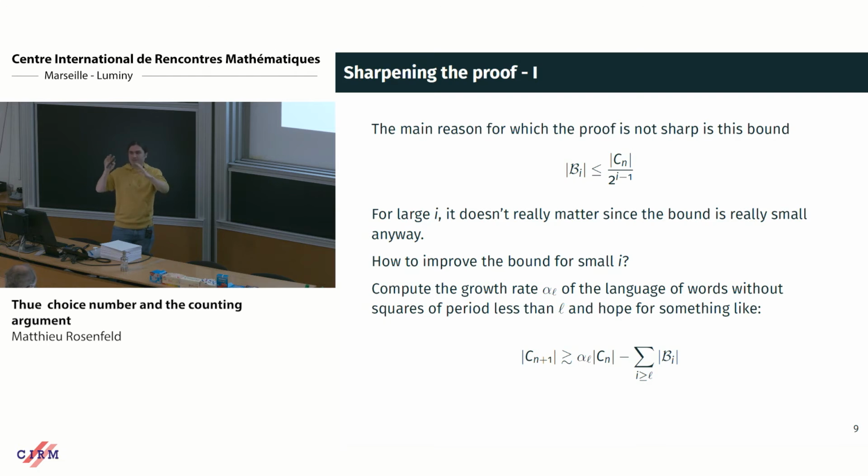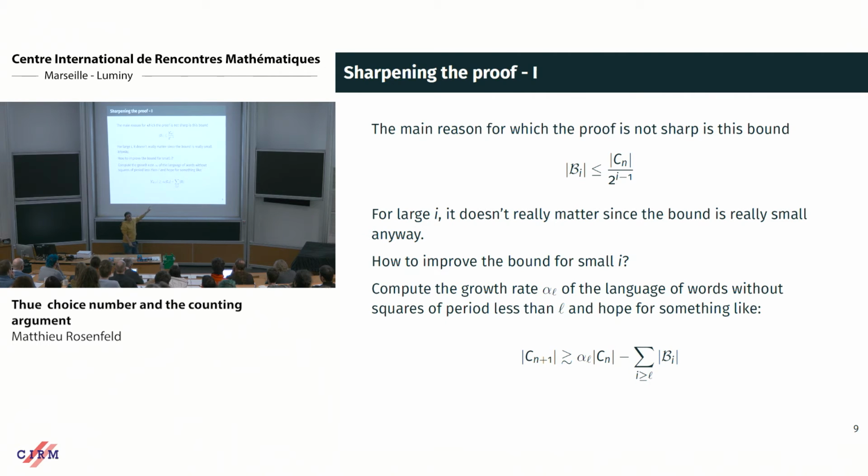Now I'm forbidding only finitely many factors, so I can use automata theory, right? This is just a regular language, so I can compute an automaton, compute the growth rate associated with this automaton, and find the growth rate of this language. And now I have this hope, which is that this inequality is not correct, but this is what I wish to be correct. The size of C_{n+1} should be larger than the size of C_n multiplied by the growth rate of words which avoid short squares, but now I also need to avoid the long squares, so for this I need to remove the bad extensions that are due to large squares.